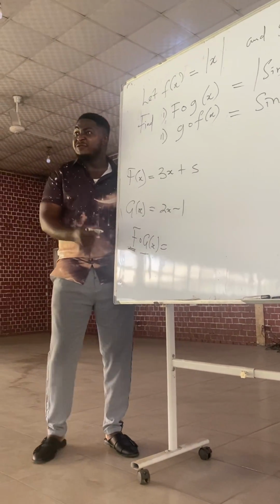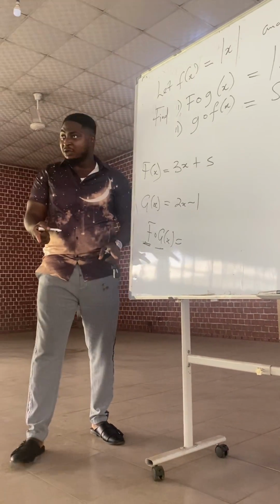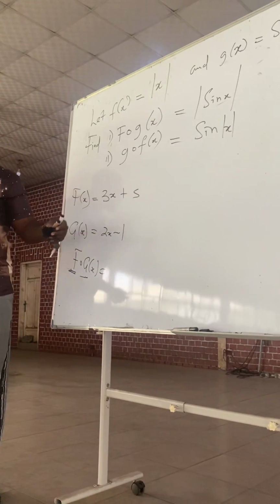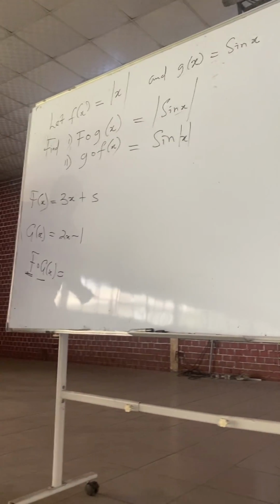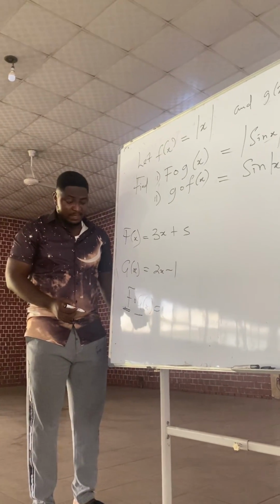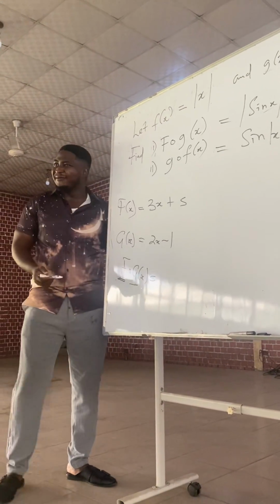If the question says find f of g of x, it means f is primary, g is secondary. But when they say find g of f of x, who is primary this time around? G is primary, f is secondary. But f of g of x means that f is primary, g is secondary. Class, the primary function is carrying the secondary function.